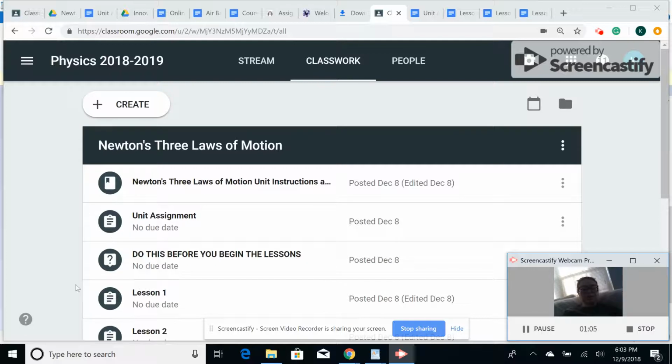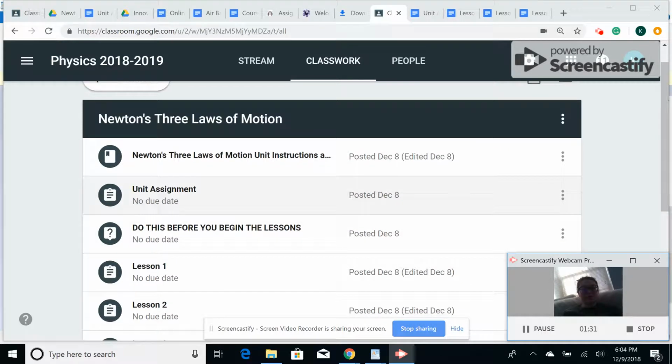For my unit, I chose to put it on Google Classroom. The school that I was at didn't have a Schoology or anything like that, like a required learning management system, but they did have the Google suite. So I chose to do Google Classroom. And again, I chose Newton's three laws of motion.